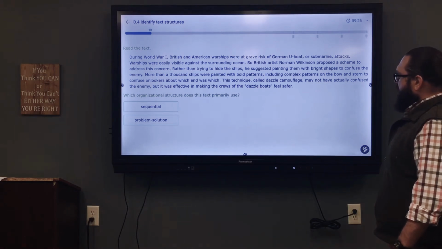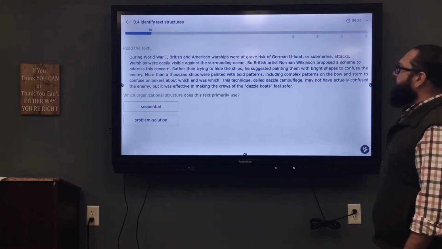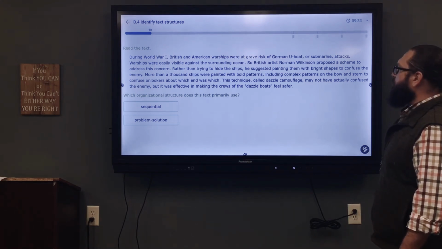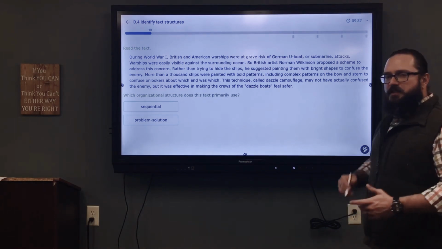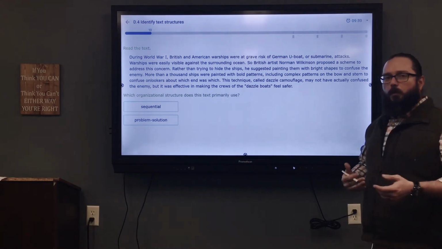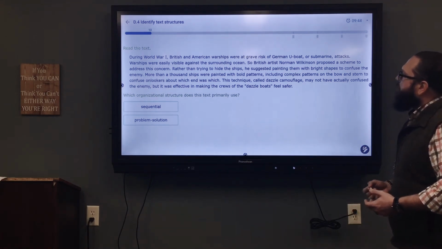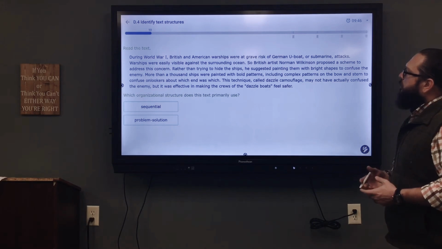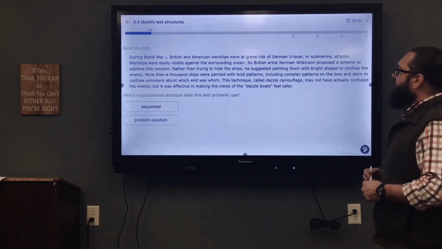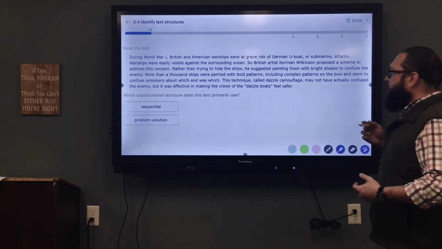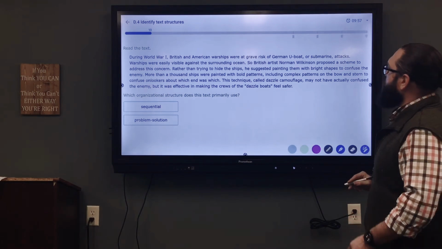This technique, called dazzle camouflage, may not have actually confused the enemy, but it was effective in making the crews of the dazzle boats feel safer. Now, is the author using sequential or problem solution? Well, in this case, we do have some signal words that stick out to let us know which structure is being used. Let's see if we can identify some of those.